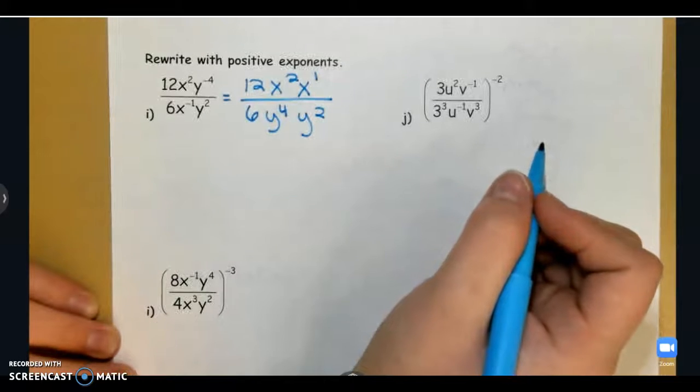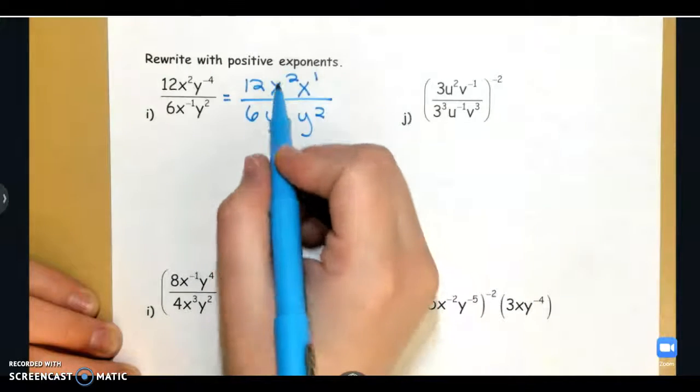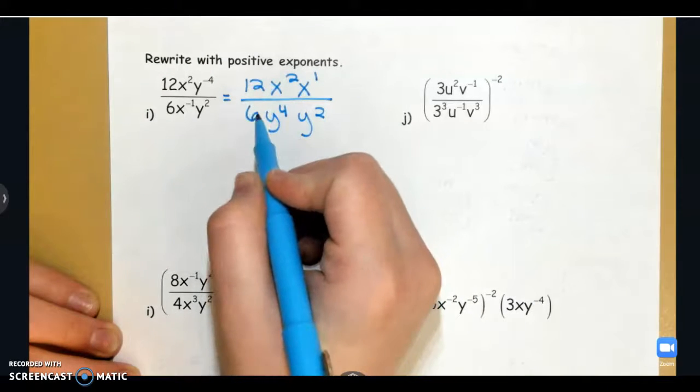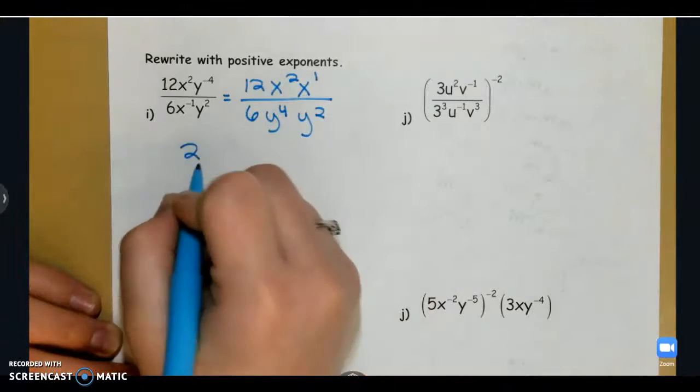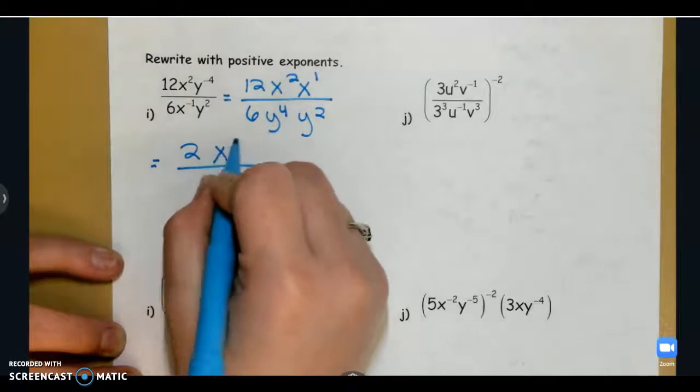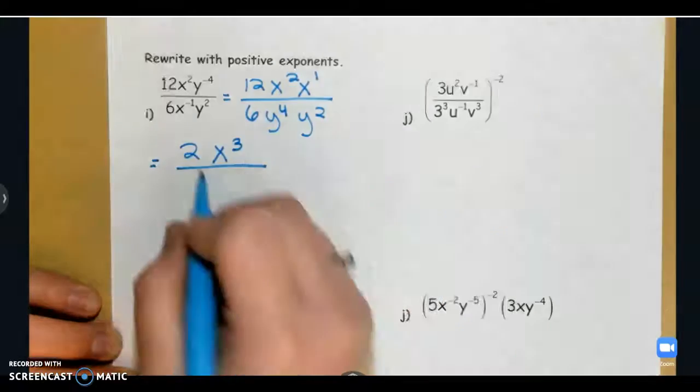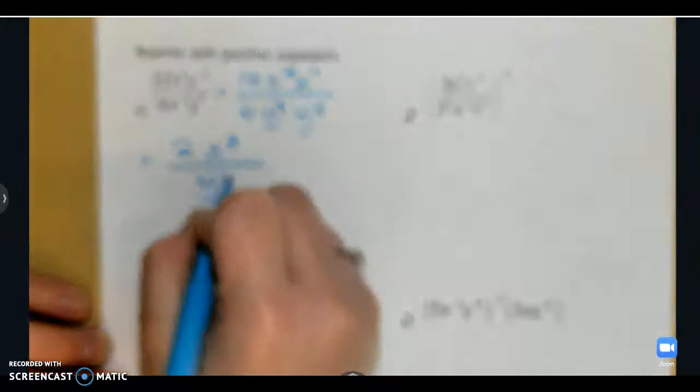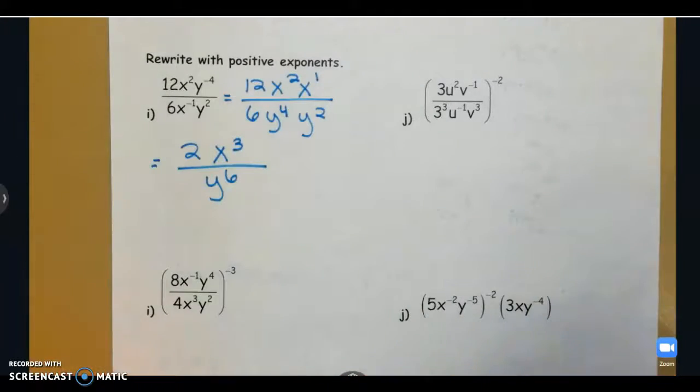Okay. So now I have all positive exponents, and now I'm going to simplify and combine my like terms. Starting here in the front, 12 over 6, that's going to reduce to just be 2. X squared times x to the 1 gives me x to the 3rd. Y to the 4th times y squared gives me y to the 6th. So there is my final simplified answer.